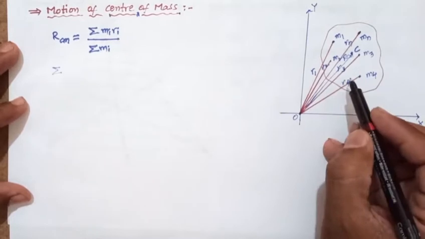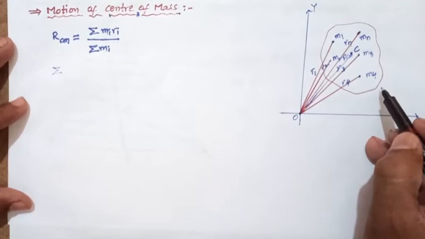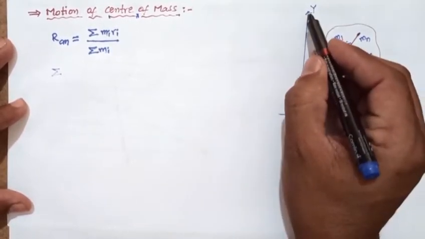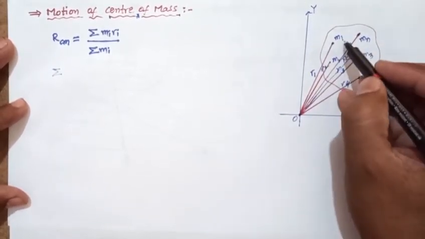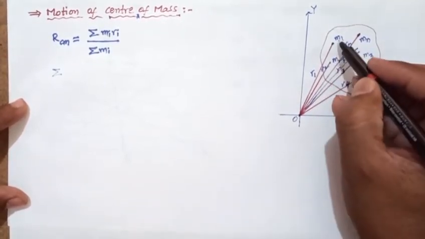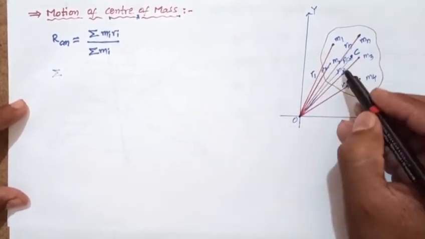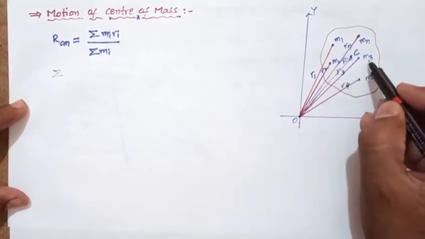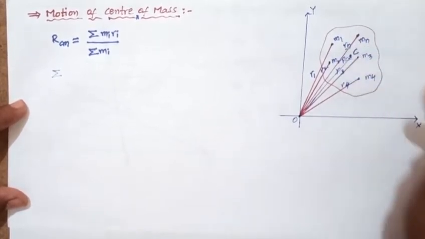So we consider here a rigid body, a non-symmetric rigid body, for example a non-symmetric cardboard. We take the x direction and y direction in a plane. It is a system of particles: m1, m2, m3, m4, up to mn particles. From the origin, the position vector of particle m1 is r1, of m2 is r2, and like that m3 r3, m4 r4, and mn it is rn.